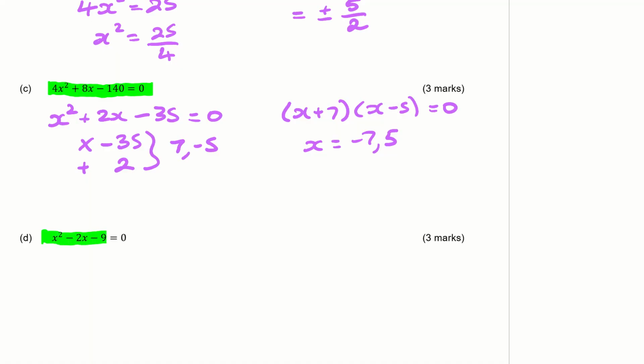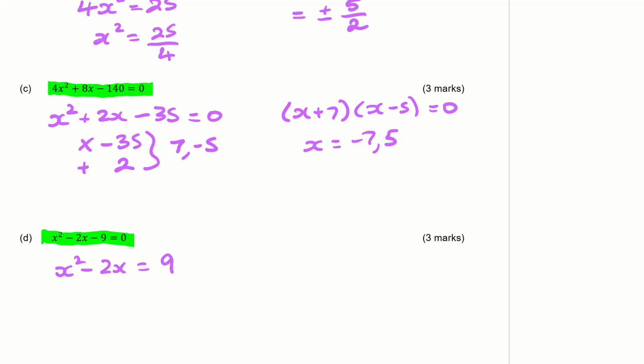Finally, we have x squared minus 2x minus 9 is 0. Pretty sure I can't factorize this. So I'm going to use the quadratic formula. Actually, let's use completing the square. So x squared minus 2x equals 9.